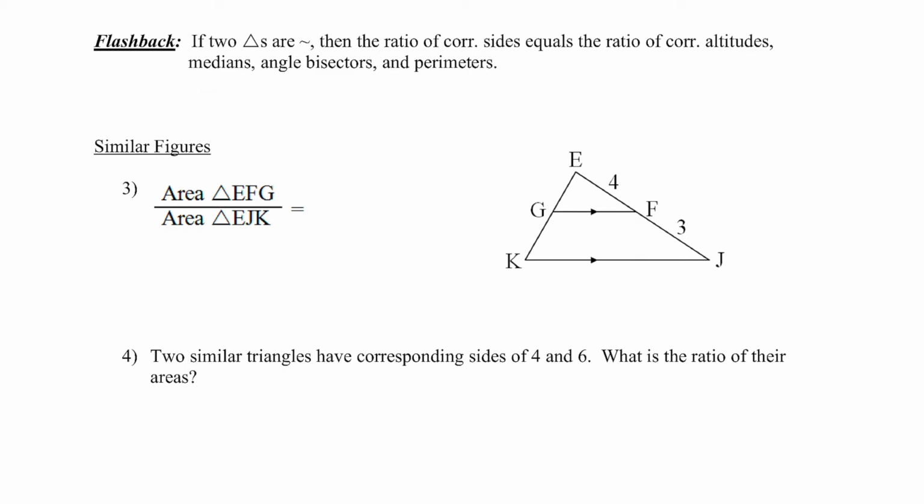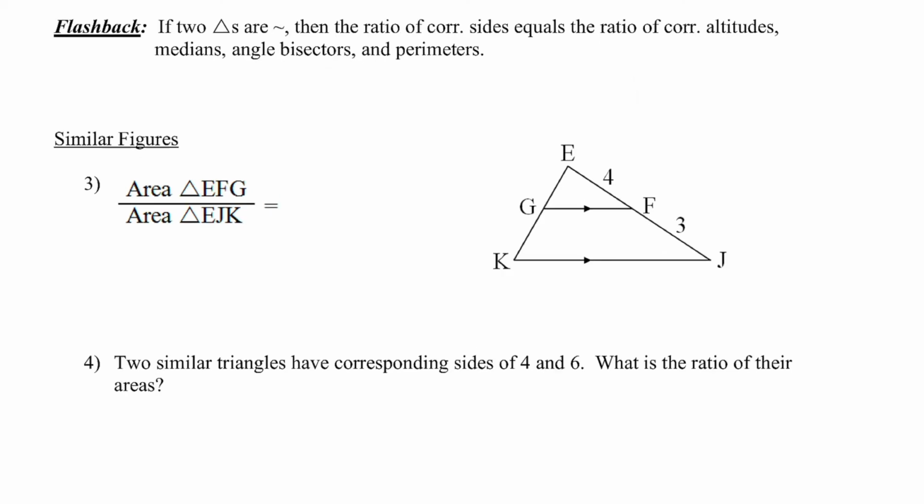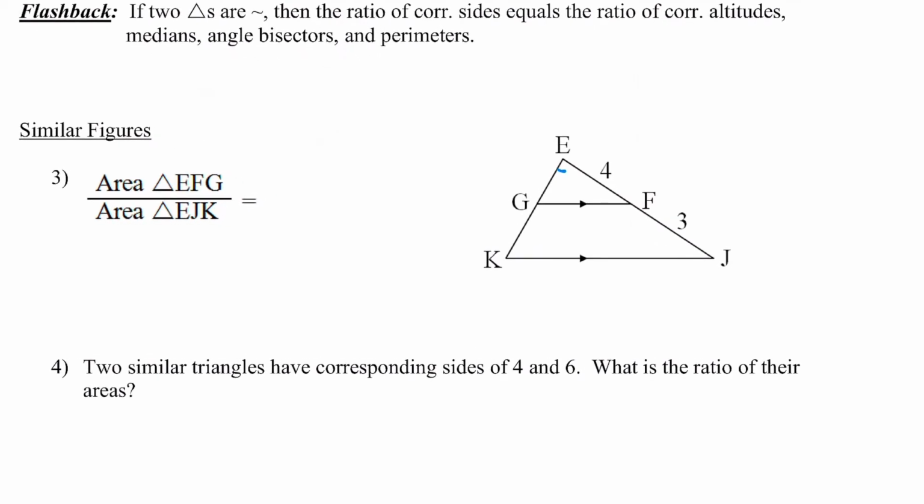So here, this setup asks us to find the area of triangle EFG and EJK. Looking here, can we confirm these triangles are similar? That is the first thing that we want to ask. Well, we have a shared angle up at E, and then because we have parallel lines, we have congruent corresponding angles on either side of the triangle. So definitely these triangles are similar.